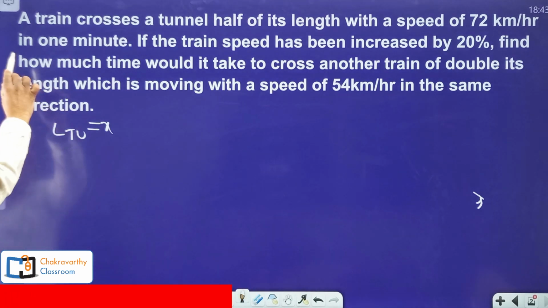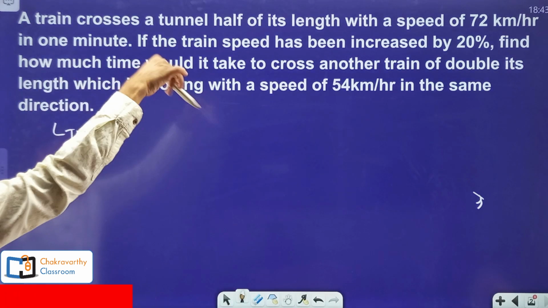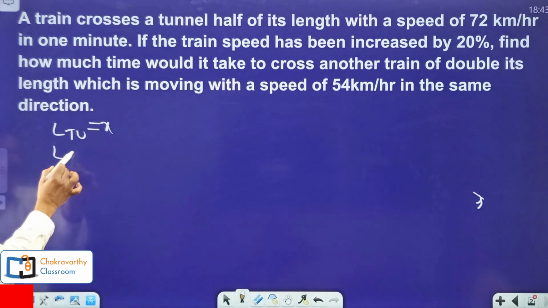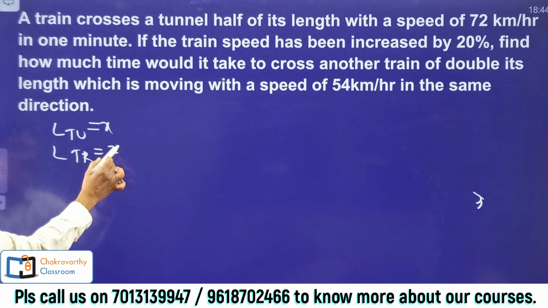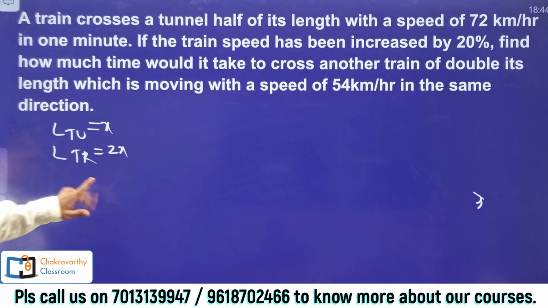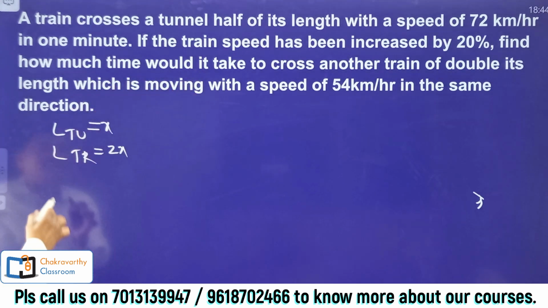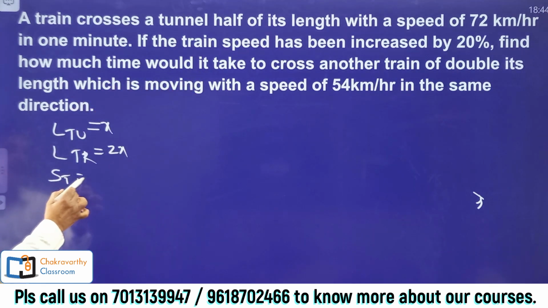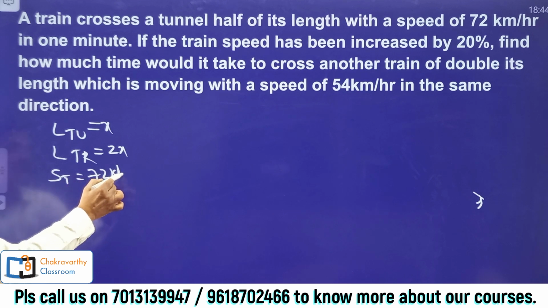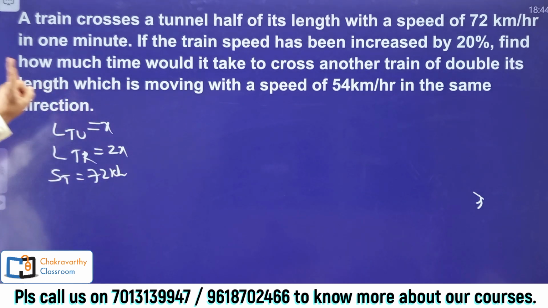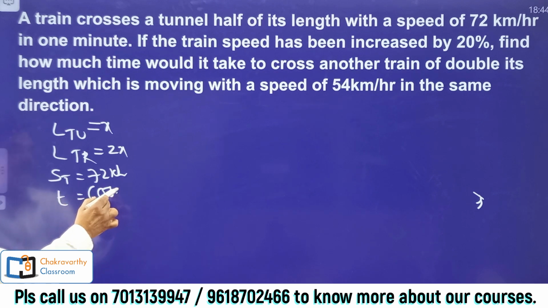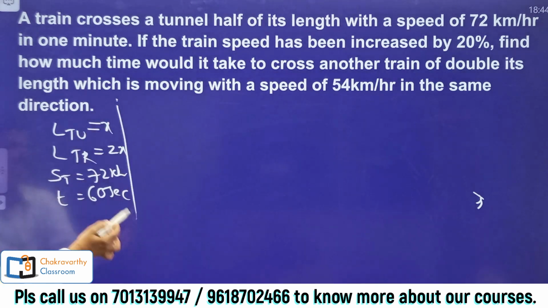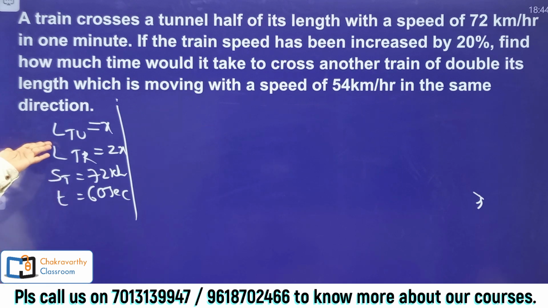And obviously here they have given the train crosses a tunnel half of its length. That means the length of the train, TR I am writing, will become what? 2x. That's it. Okay. Then after that, the speed of the train is 72 kilometers per hour they have given. Okay, it crosses that one in 1 minute. Time is equal to 1 minute or 60 seconds. Now it's a simple one. You can find out what is the length of the train here.